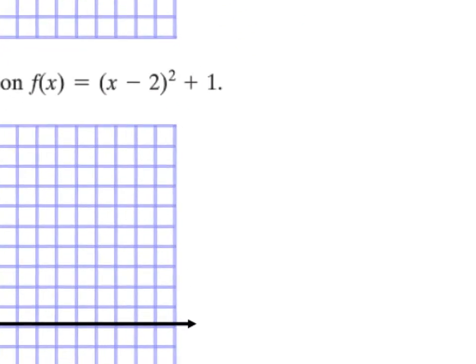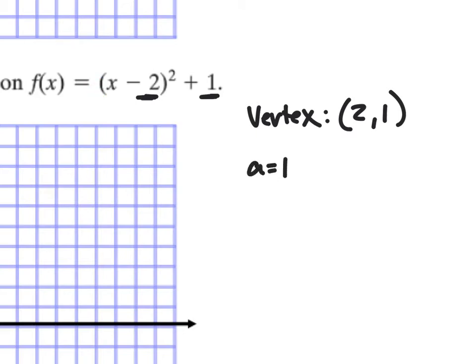So what I can find on my vertex is this. My vertex is going to be the point (2, 1). All right, and I'm getting that from this 2 here and this 1 here. So remember, this is going to shift the graph over 2 units to the right and up 1 unit. My leading coefficient is 1, so a is equal to 1, so we're going to open up.